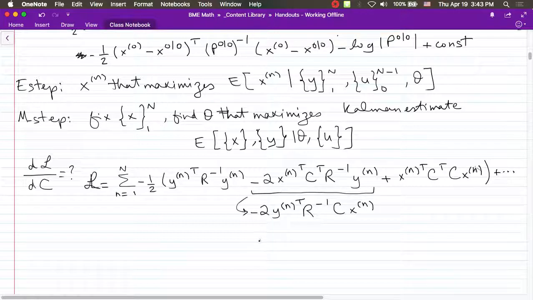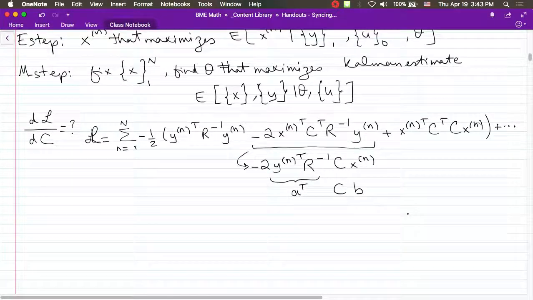Same as this. So this is just a vector here. Call it A transpose times C. It's another vector. Call it B. So this is A transpose CB, some scalar quantity. So we want to know how to take a derivative of that with respect to C.